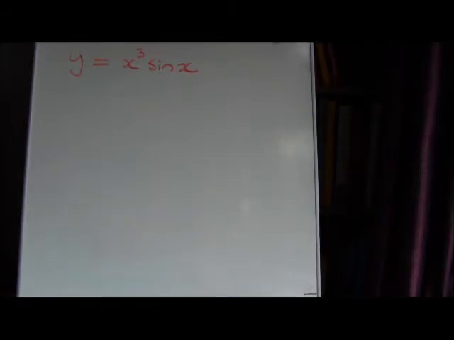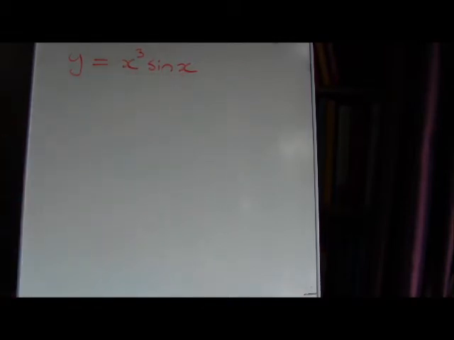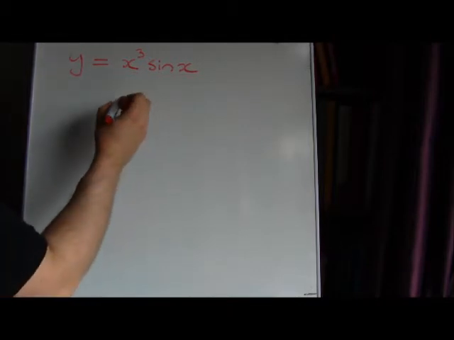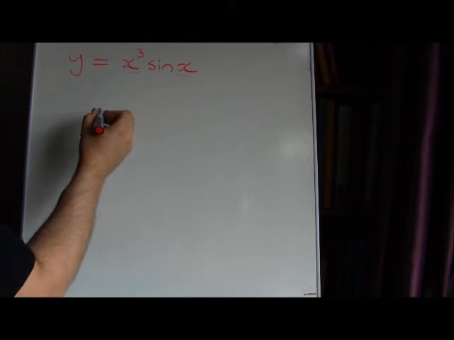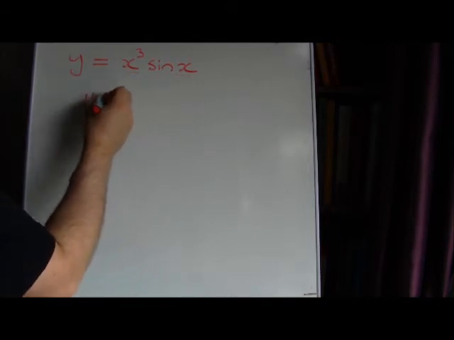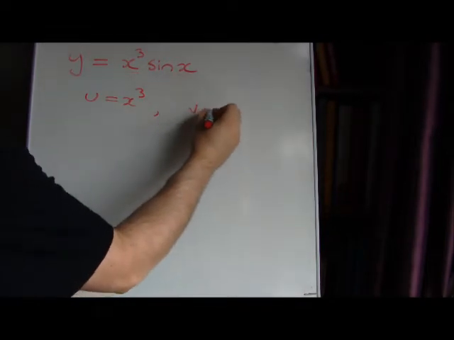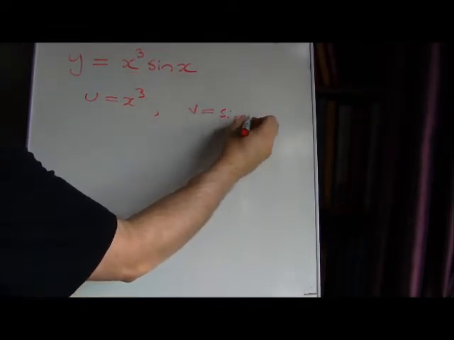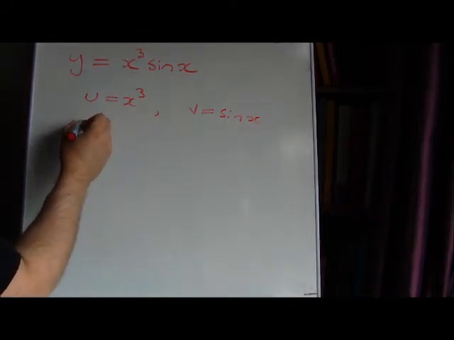This is an example of a function for which we're going to differentiate with the product rule. So this is a product of two functions, so x cubed and sine x. So the product rule works by differentiating each of those parts. So we could say u is equal to x cubed, and we could have the second function as being sine x.